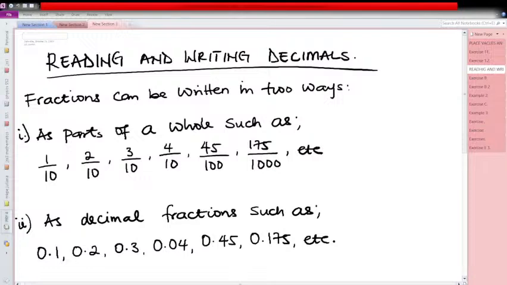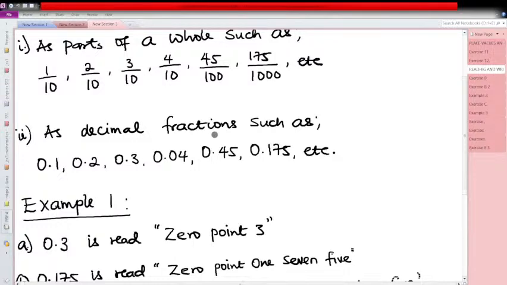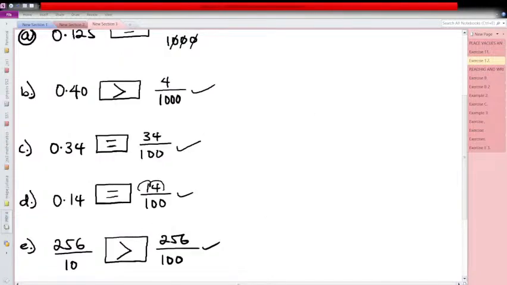These are said to be fractions. So you can either write them as part of a whole, or as decimal fractions. As decimal fractions, we have fractions such as 0.1, 0.2, 0.3, 0.04, 0.45, 0.175, etc. If you remember the last exercise, this is written as a decimal fraction, while this is written as a proper fraction. So these are the two ways in which you can write your fractions.